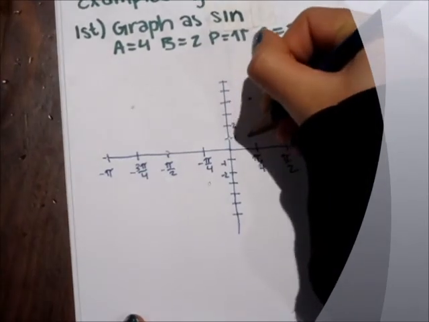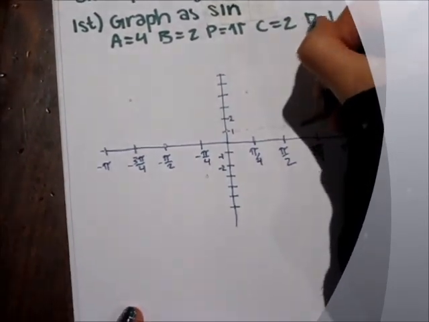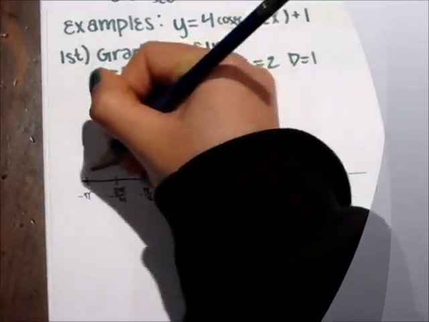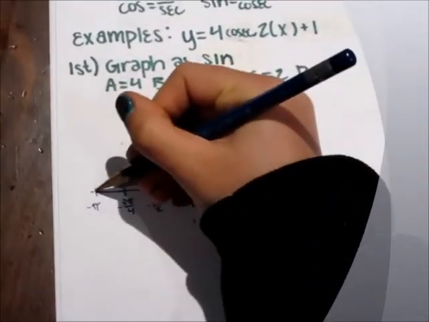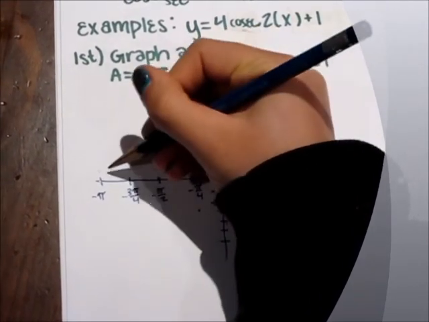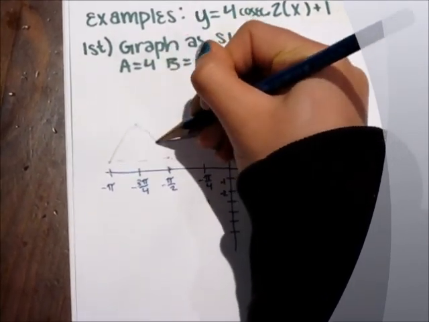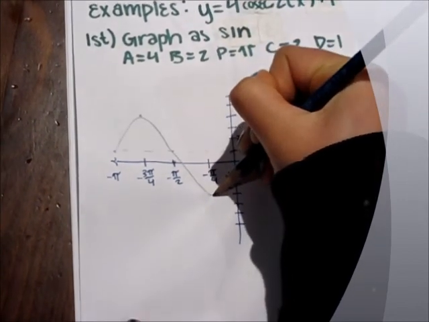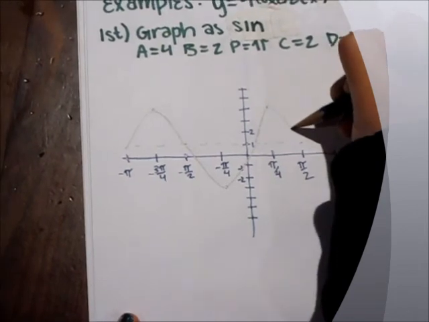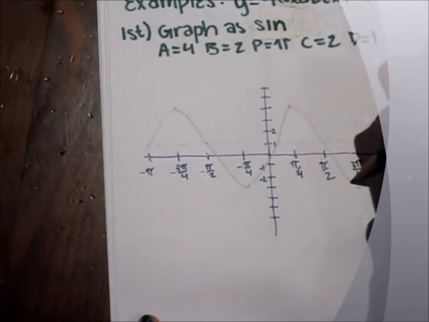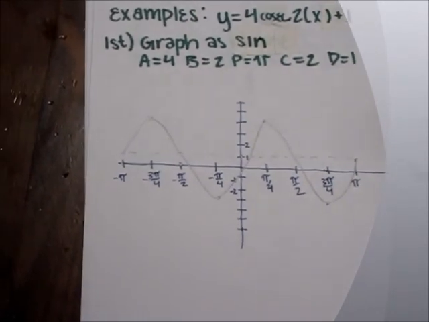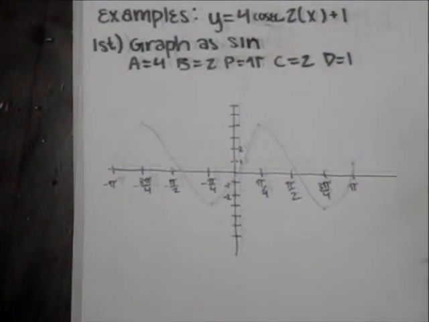And I find the sinusoidal axis, which is going to be at 1. Then I connect those points. And we have our sine function graph.